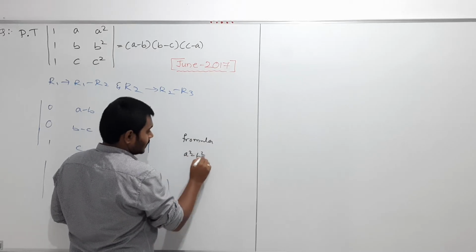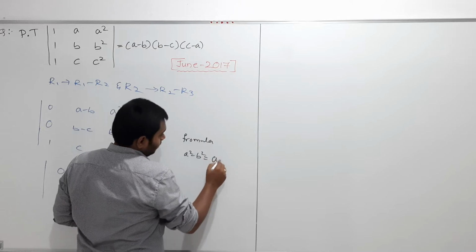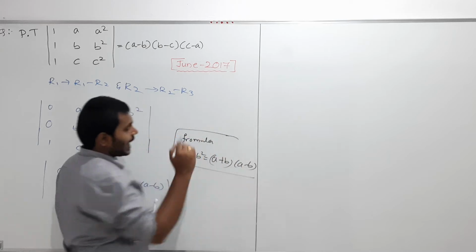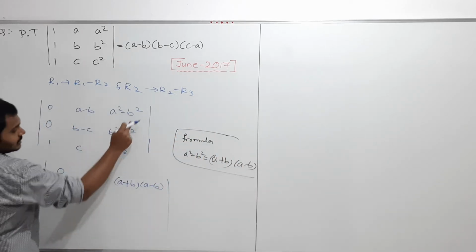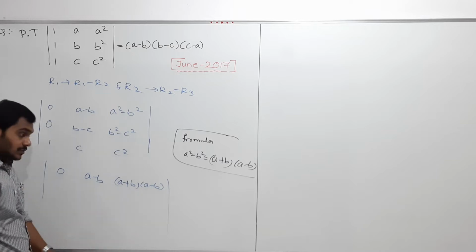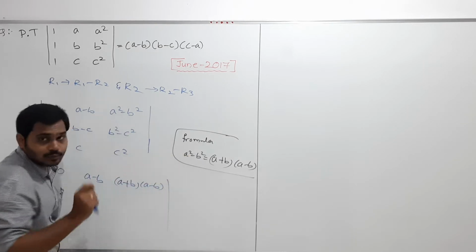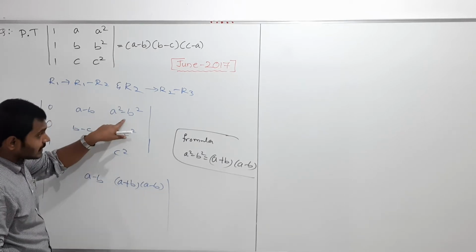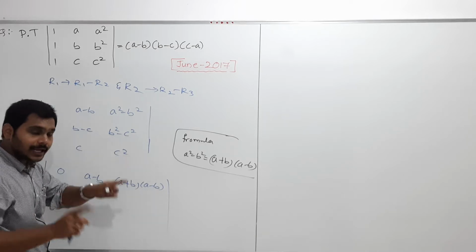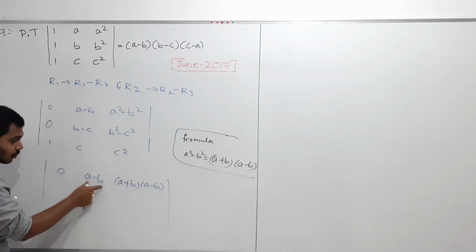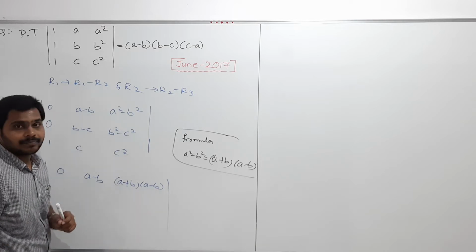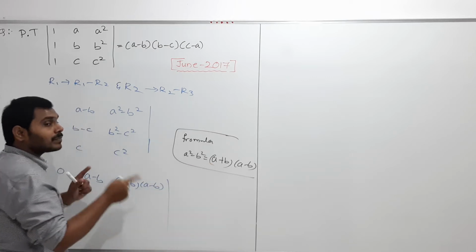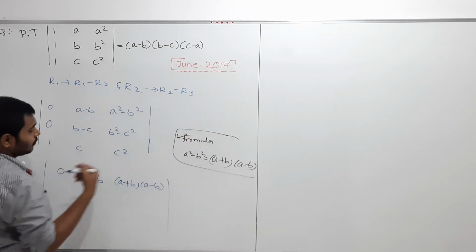A square minus b square can be written as (a plus b) into (a minus b). This is the formula we have. Clear? That formula applied. I am using this formula because a minus b is here and here also a minus b. If I express this also in the form of a minus b, then easily I can take a minus b common from row 1. For that purpose I am writing this a square minus b square as (a plus b) into (a minus b), that too by applying this formula.